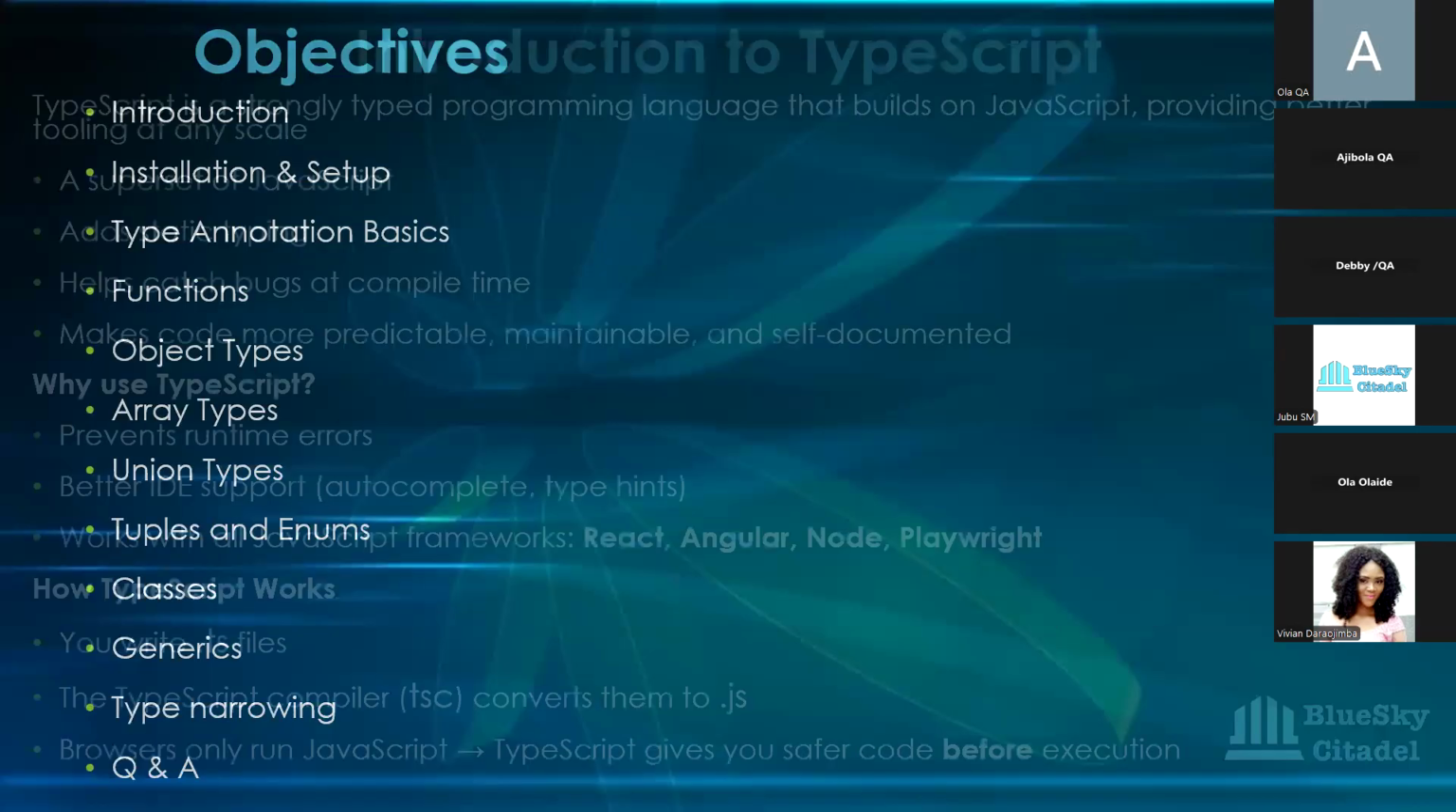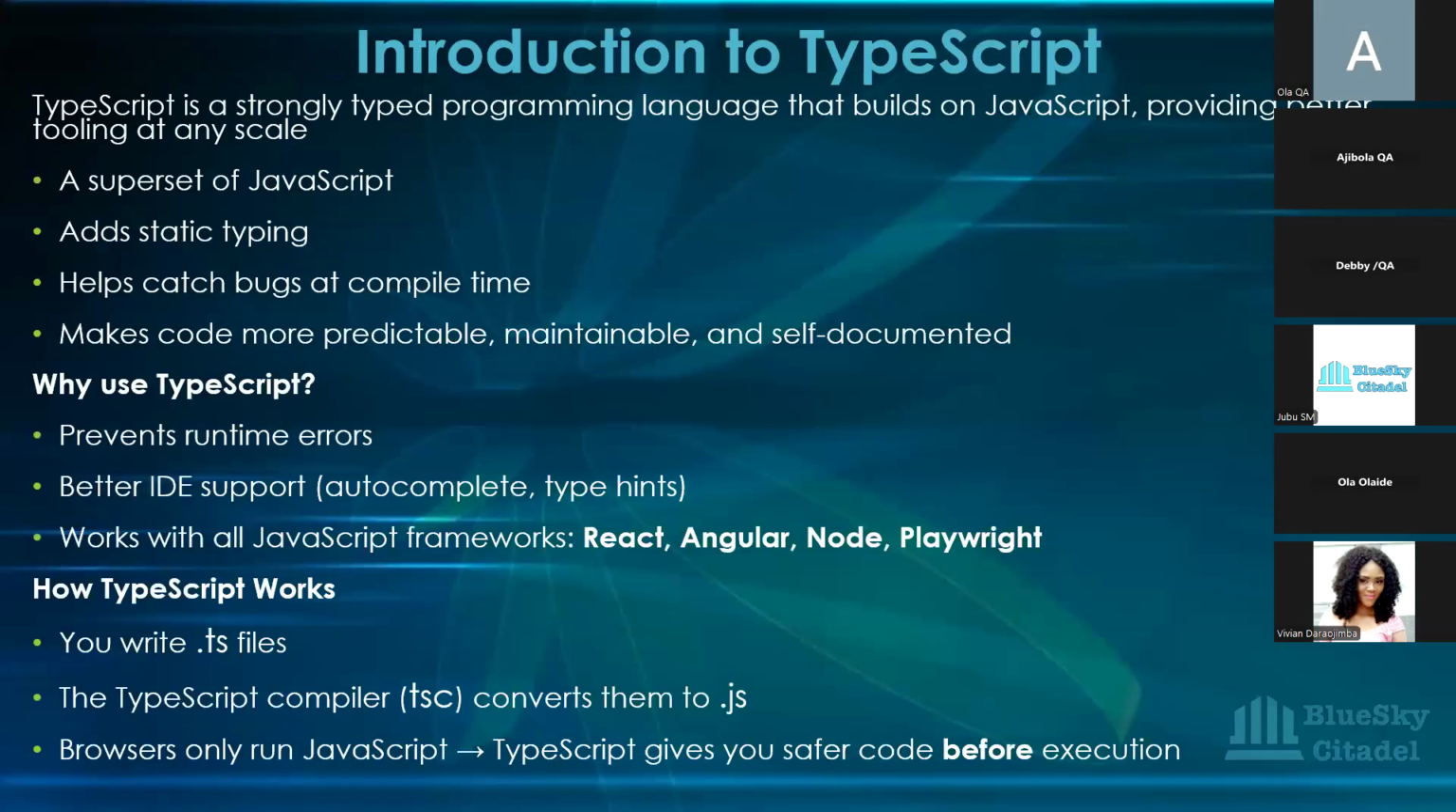So, what is TypeScript? Like I said before, TypeScript is a strongly typed programming language that builds on top of JavaScript, providing better tooling at any scale. It's a superset of JavaScript. It adds static typing. It helps catch bugs at compile time. It makes code more predictable, maintainable, and self-documented.